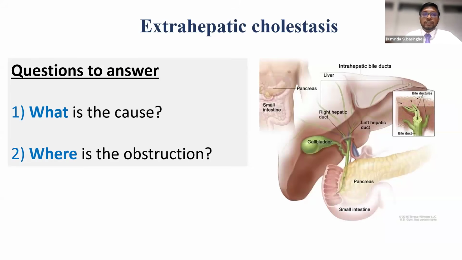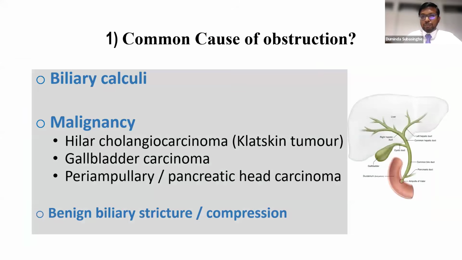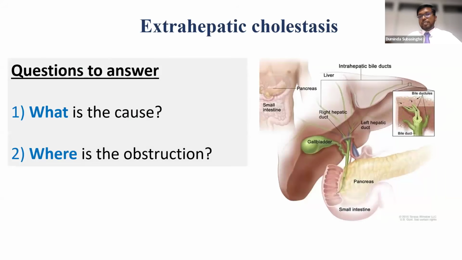Then the next question is, in any clinical setup, we need to find out why it happens, due to what. That is, what is the cause, and where is the obstruction. To find out these things, before coming into this, we need to know the anatomy of our biliary system. If you look at the diagram on the right-hand side of the screen, you know the anatomy of the extrahepatic biliary tree.